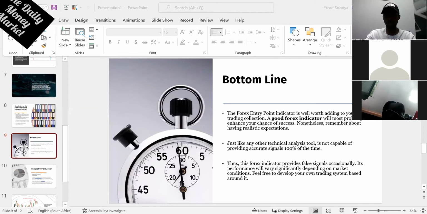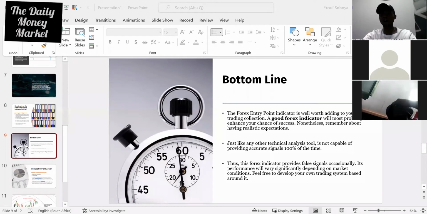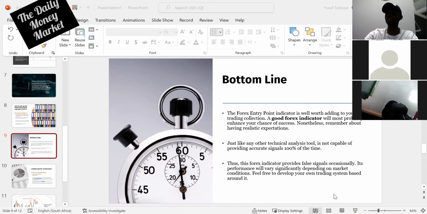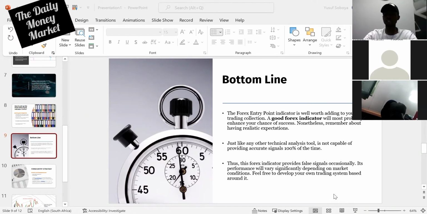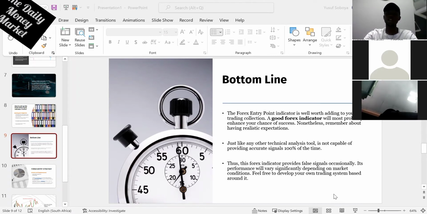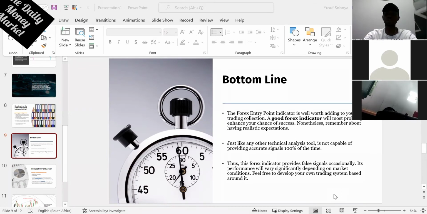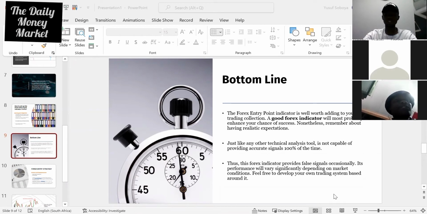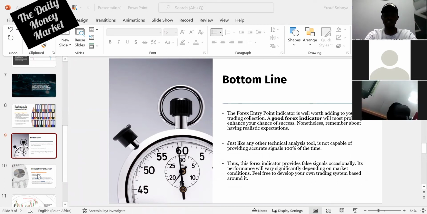Makoya, after everything. So just like any other technical analysis tool, it is not capable of providing accurate signals 100% of the time. This Forex indicator also provides false signals occasionally. Its performance will vary significantly depending on the market conditions. Feel free to go on the internet and check out what the market conditions are, so that you can learn a little bit more.